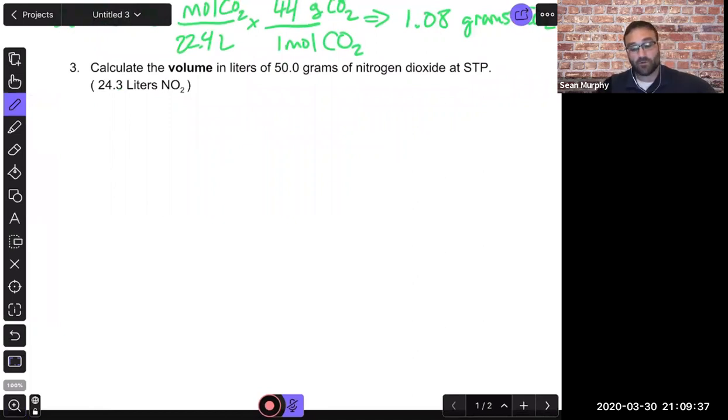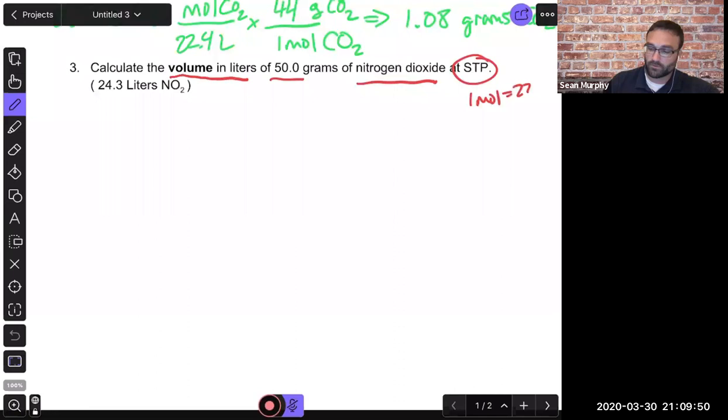Calculate the volume in liters of 50 grams of nitrogen dioxide at STP. So we know that we're going to use 1 mole equals 22.4 liters. We have grams, and we're going to end at volume.